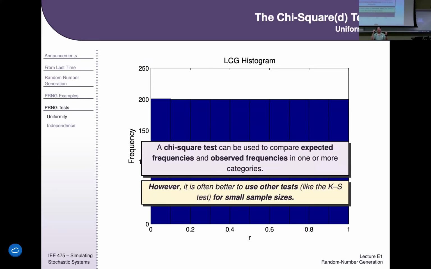You get a bunch of expected frequencies and a bunch of actual frequencies, and the chi-squared test tells you if there's a deviation from expectations. So chi-squared: count. But we're going to learn that there is a better test to use for small sample sizes.